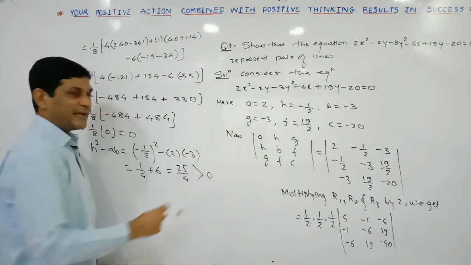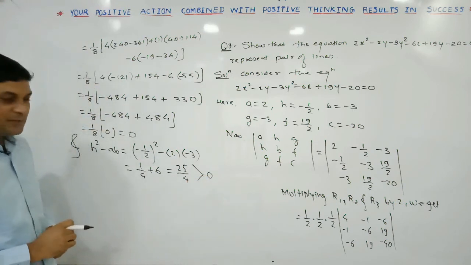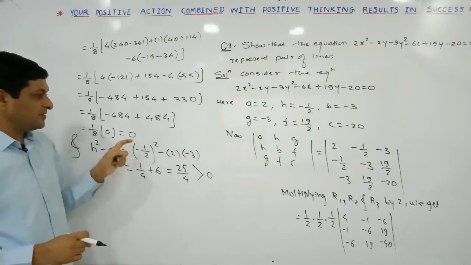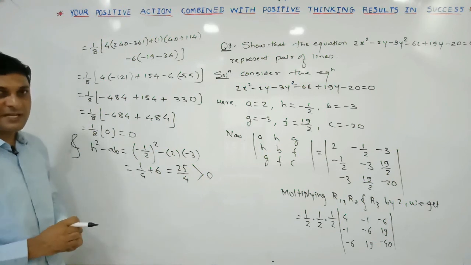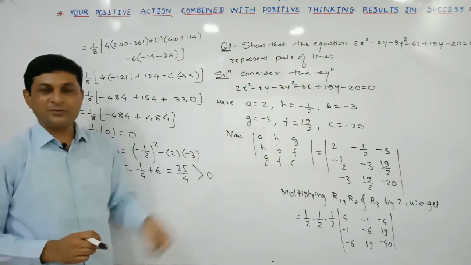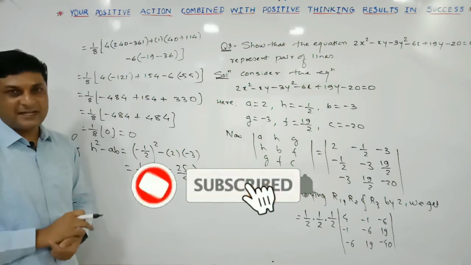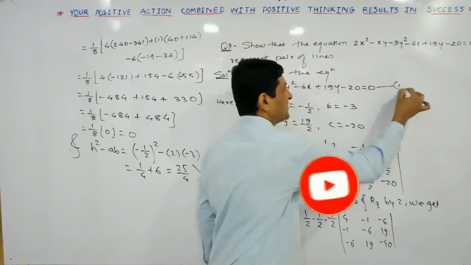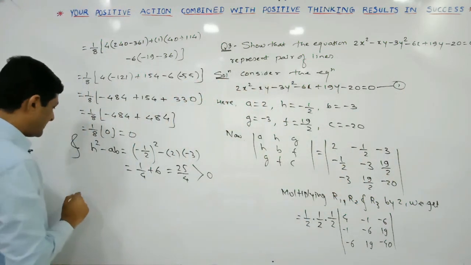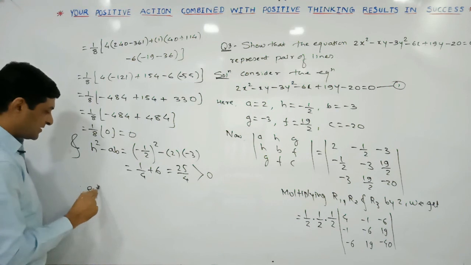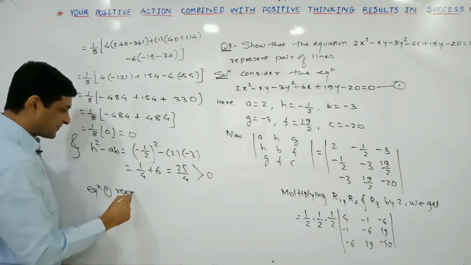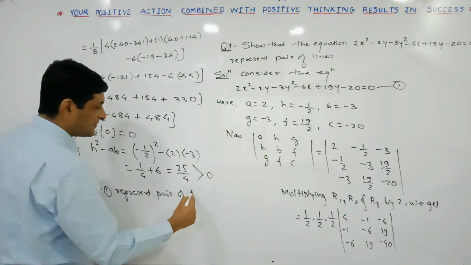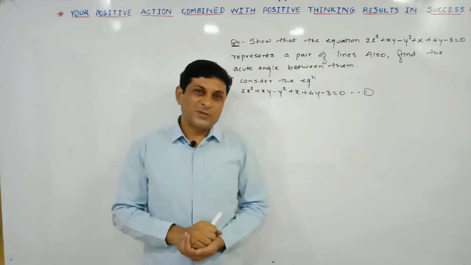Positive means the value of h square minus ab is greater than 0. If this value is greater than or equal to 0, and the value of the determinant is equal to 0, if these two conditions are satisfied, at that time we can say that the general equation of second degree in x and y represents what? A pair of straight lines. So here denote the given equation by equation number first, and that's why we can say that therefore equation first represents a pair of lines.